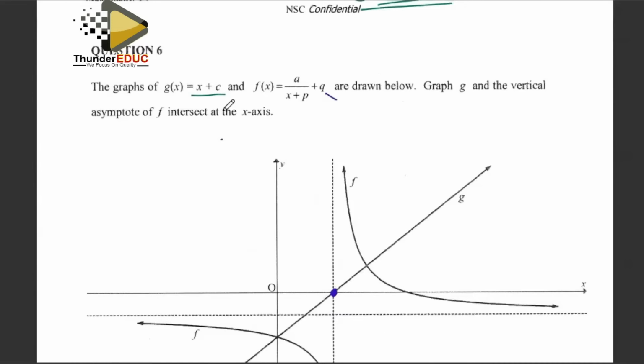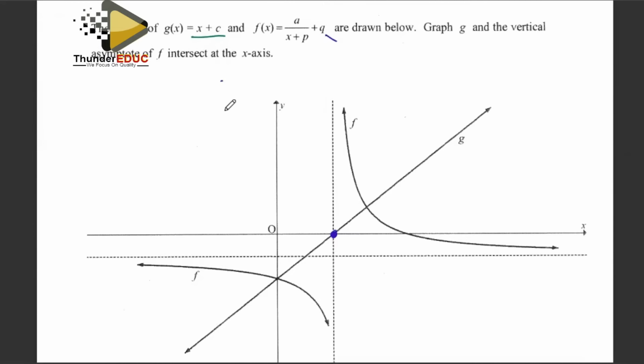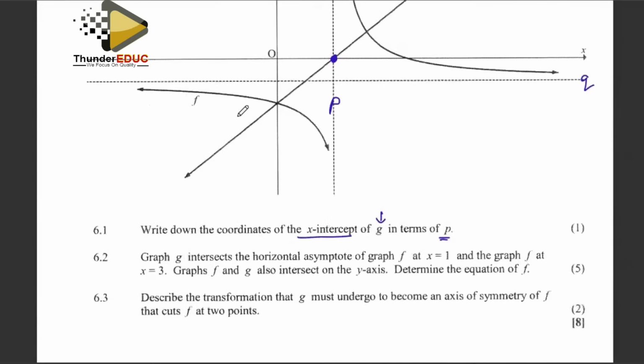Now, we know that this would represent a P, and then this would represent a Q. So what we're going to do, we know that at the x-intercept, y is what? Y is 0. So the coordinates will just be P and 0.